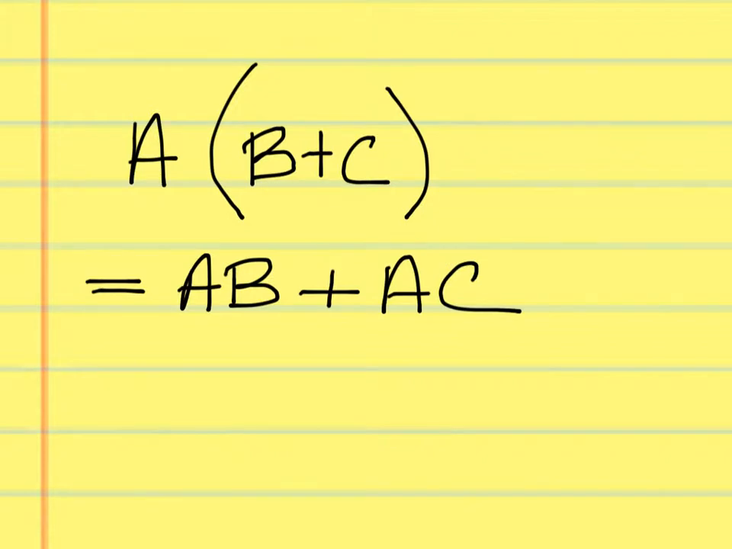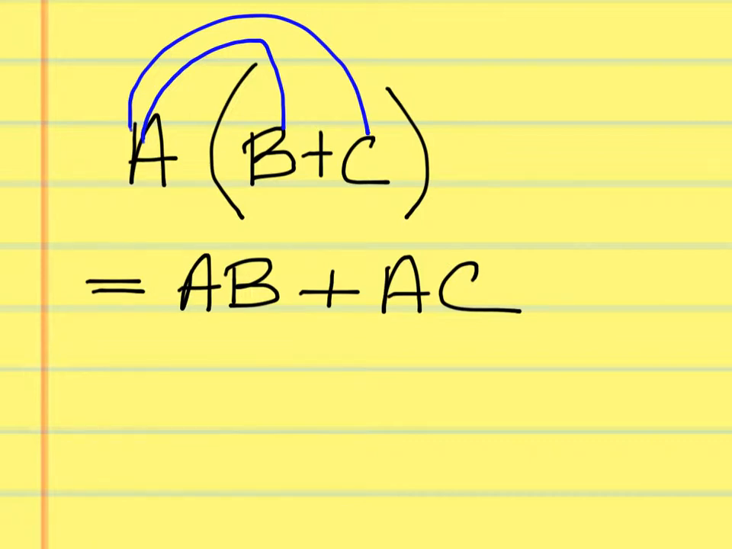This is the distributive property. A times the quantity B plus C is the same thing as AB plus AC. And here is why. Whenever you have an item up against a set of parentheses with nothing in between, that means multiplication. So to simplify it, you distribute the A to the B and to the C.